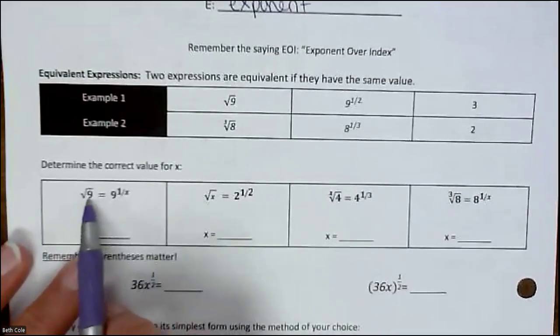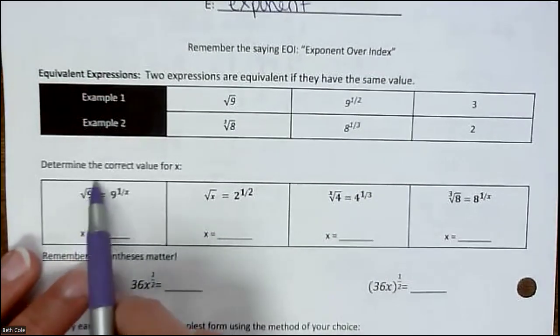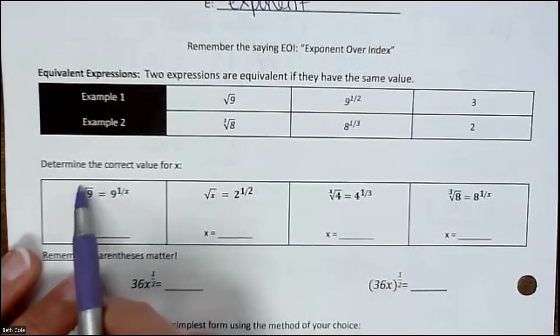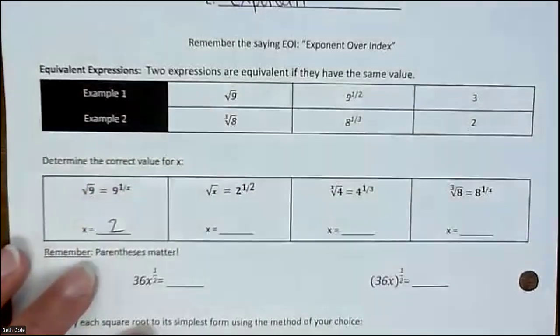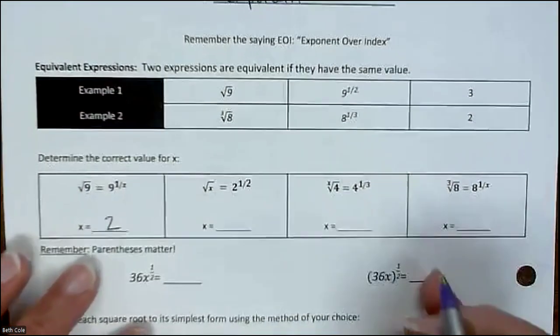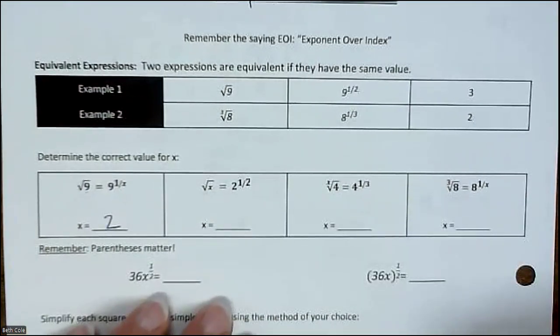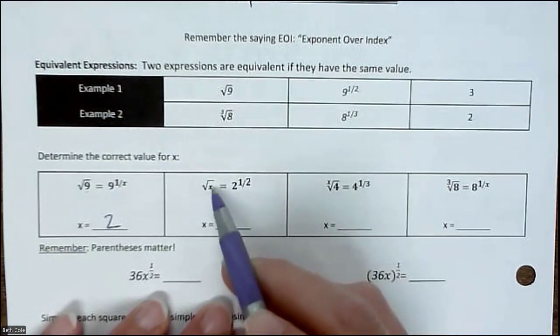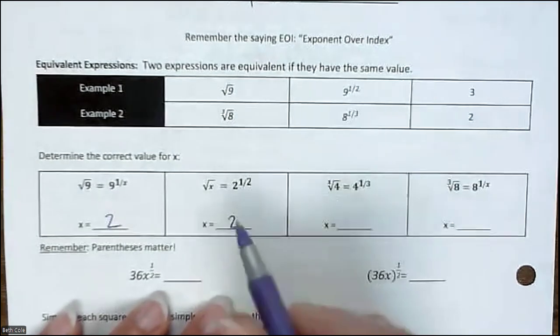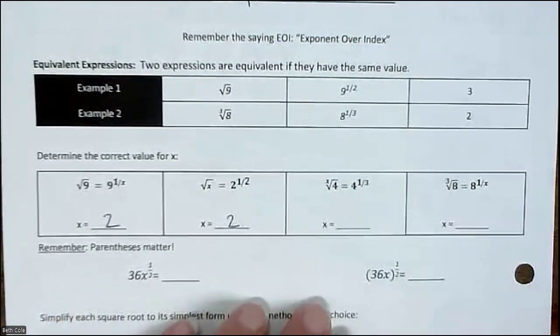So look at this one. What type of root is this? Square root. So it would be 9 to the power 1/2. X is going to be 2. So this is 2 to the power 1/2. So that means square root of 2. That would be square root of 2.